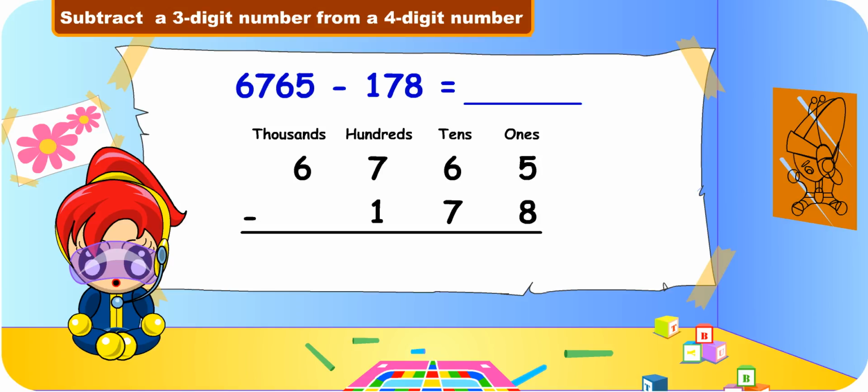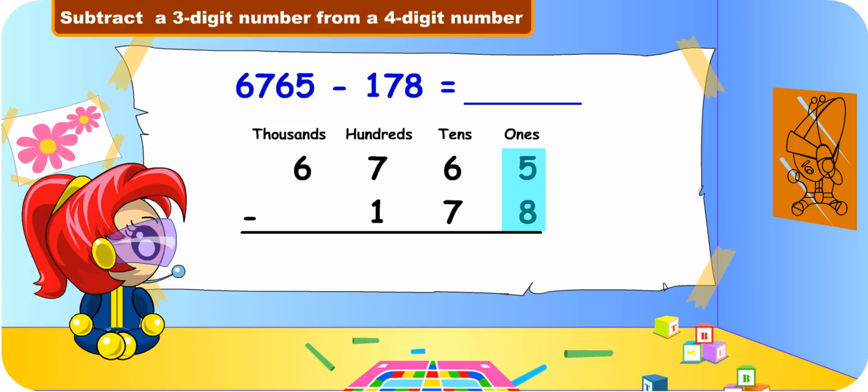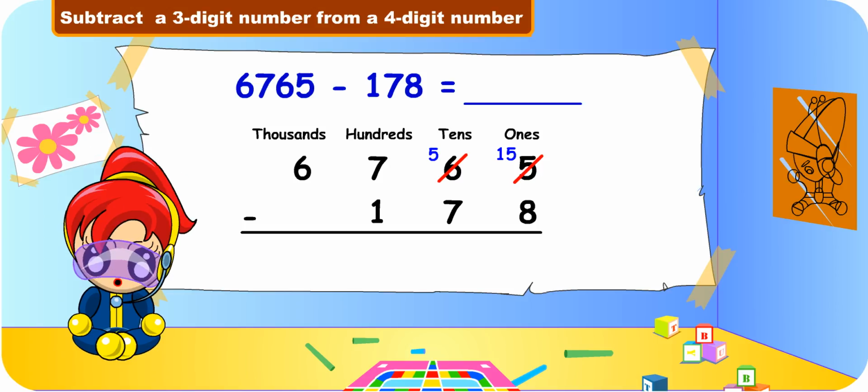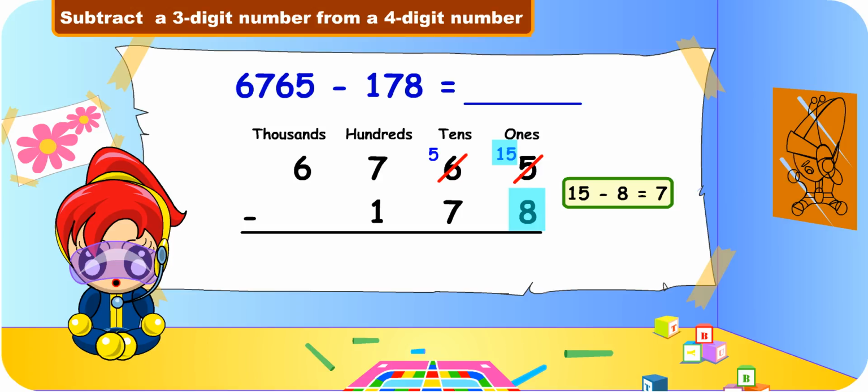That's right. Then subtract the ones first. 5 ones minus 8 ones. Do you remember what you need to do if there are not enough ones to subtract from? I need to do renaming. In this case, I need to rename 6 tens and 5 ones as 5 tens and 15 ones. Good! 15 minus 8 is 7. So, we will write 7 in the ones column.